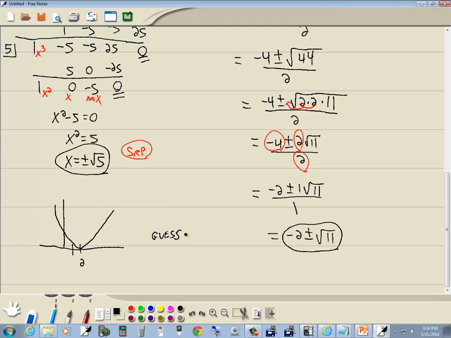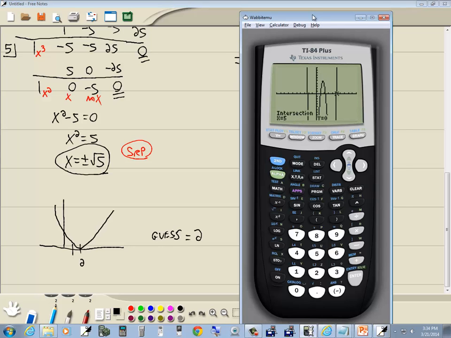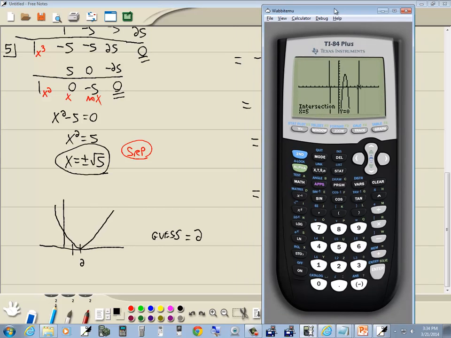The one time that does not work well is when you got a graph that comes down, touches at a point, and goes back up, or it comes up and touches a point, and goes back down. If it's touching at a point, to get the answer, you have to actually input the answer for the guess. That sounds kind of weird, but for it to come back and tell me one of my answers is 2, I had to put in 2 for the guess. Now, that's the only time when you can't use that arrow key method for figuring out or doing your guess. That was finding zeros on a TI-84 Plus calculator.